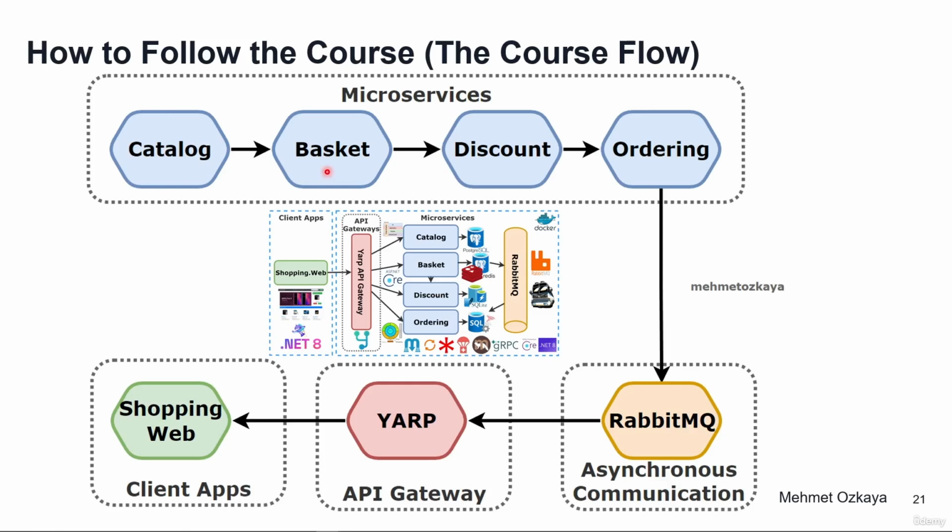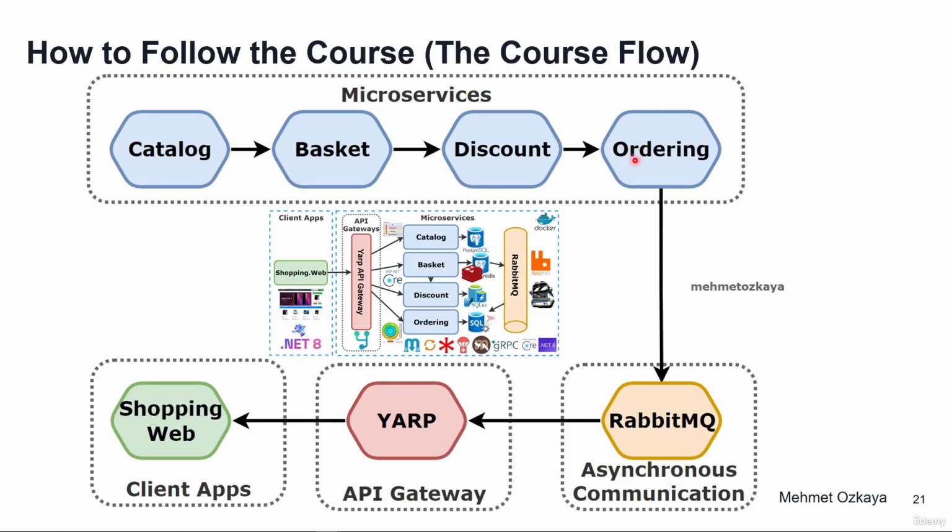Next, we will shift our focus to the basket microservices, where we will apply distributed caching using Redis, and this will enhance the performance and scalability of our microservices. Following that, we will create discount gRPC microservices. This service will demonstrate efficient microservice communication using gRPC, providing us with a performant inter-service communication channel. Here you can see the basket and discount communication as gRPC.